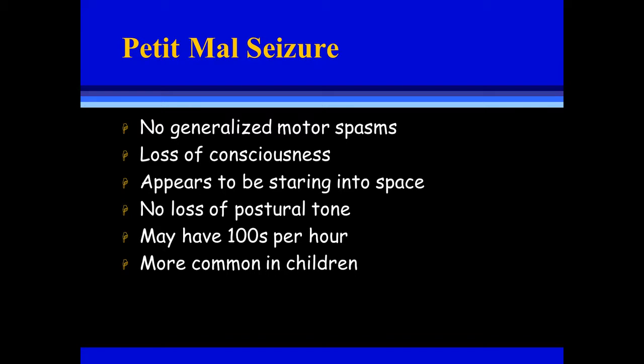Petit mal seizure: no generalized motor spasm, loss of consciousness, appears to be staring into space, no loss of postural tone. So if they're standing, they're going to remain standing, but they're just out. It may last for a few seconds, and they'll even resume mid-sentence exactly what they were doing. They were out for a little bit. They won't have the postictal state? Nope. They just resume right back where they were. They may have hundreds of absence seizures per hour. It's more common in children.